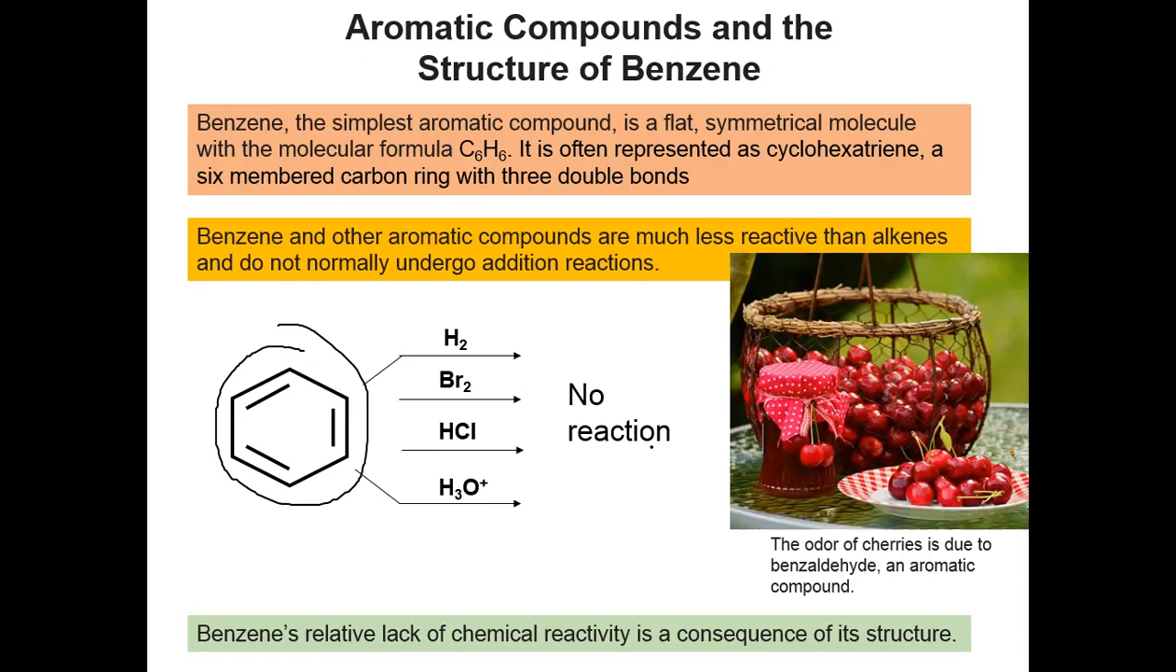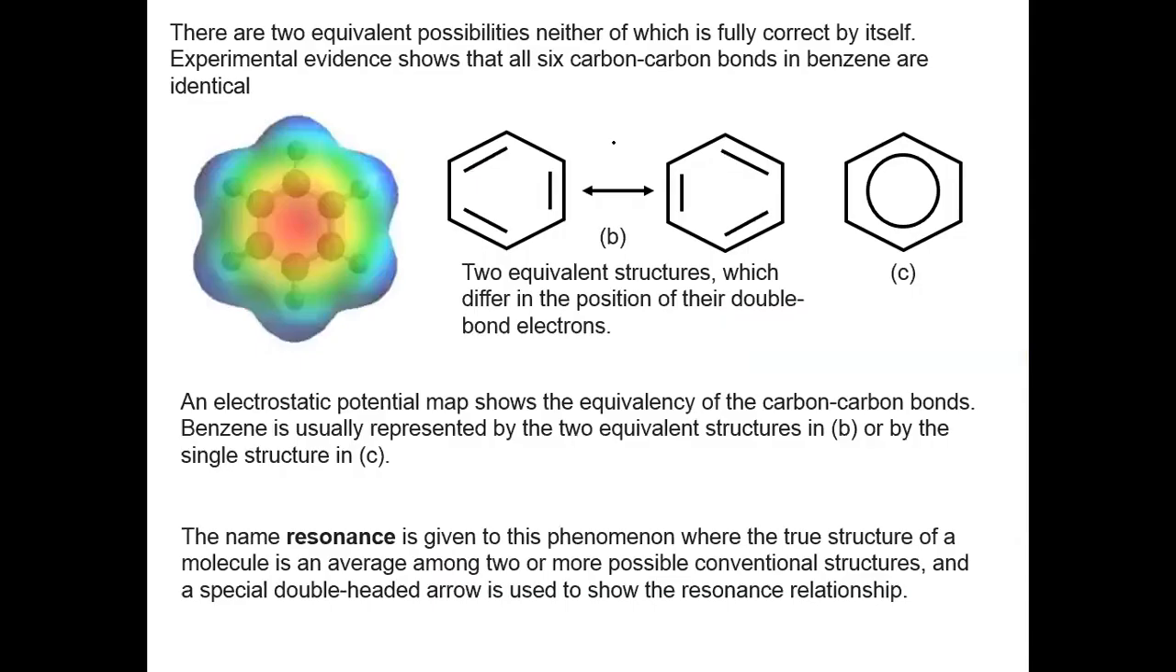For example, this odor from cherries, right, comes from benzaldehyde, which is an aromatic compound. So they are aromatic. They really have some smell. This is why they are called aromatic hydrocarbons. Okay. How can we understand these double bonds in there? You can see that there are 6 carbons. So basically, this is a 6-carbon ring.